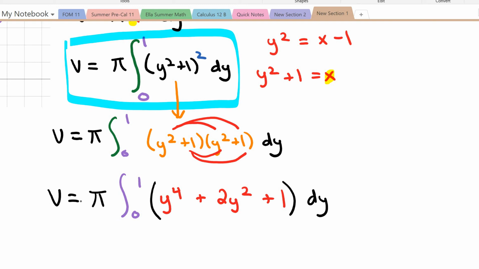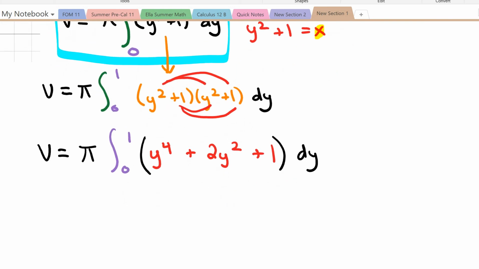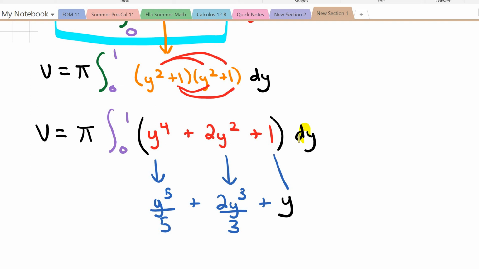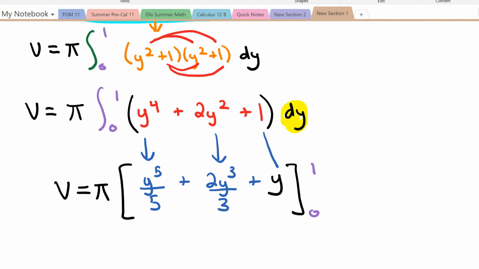Okay, so now that I've FOILed everything out, let's find the antiderivative. The antiderivative of y to the power 4 is y to the power of 5 divided by 5, plus the antiderivative of 2y squared, which is 2y cubed divided by 3, plus the antiderivative of 1, which is just x. Or sorry, not x, it's y, because I am taking the antiderivative with respect to y. Okay, so after that, I need my square brackets here, going from a lower bound of 0 to an upper bound of 1, and volume would now equal pi times all of that.